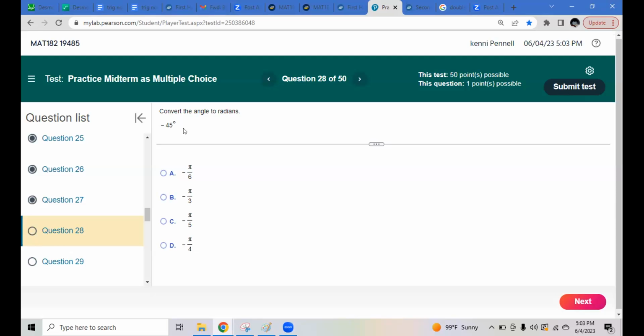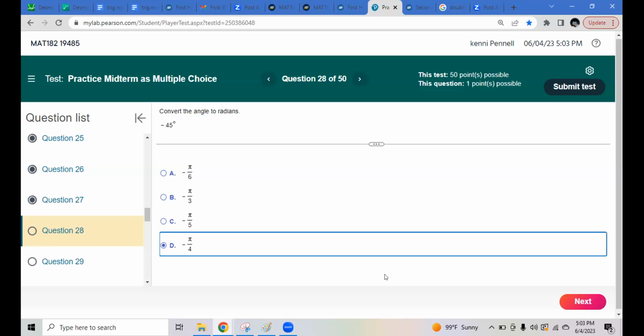Wait. I got negative 0.7853. Okay, you're just taking 45 and dividing it by 180. No pi. Okay. Because all the answers have a pi in it already, that's already accounted for. I got 0.25. Is that okay? Yes. Sweet.